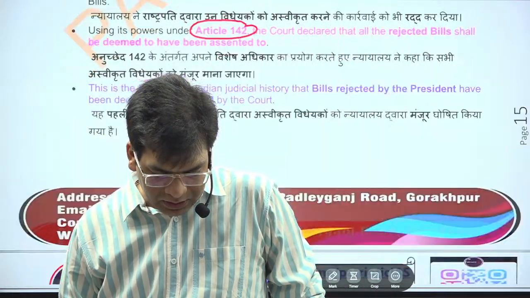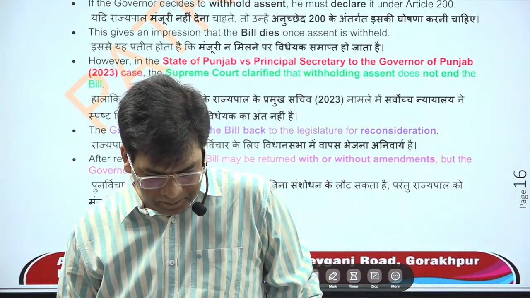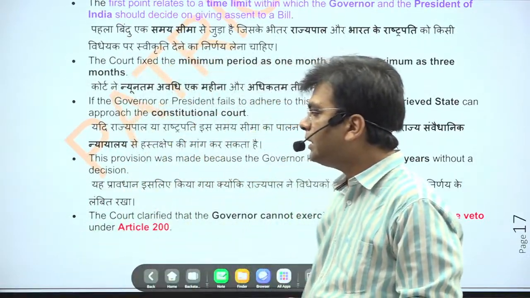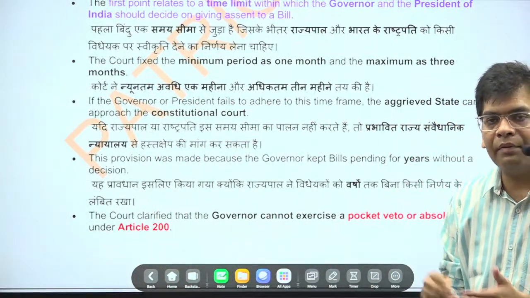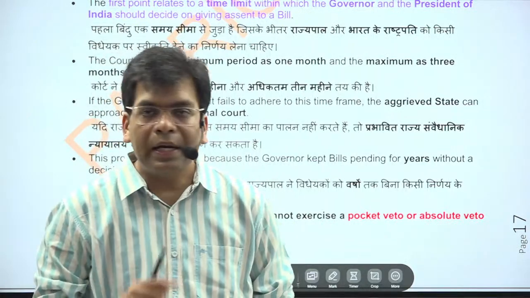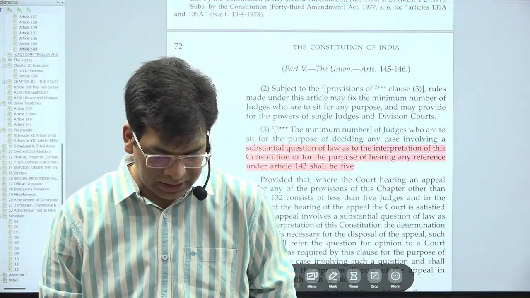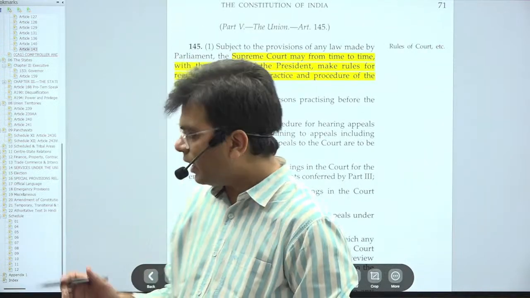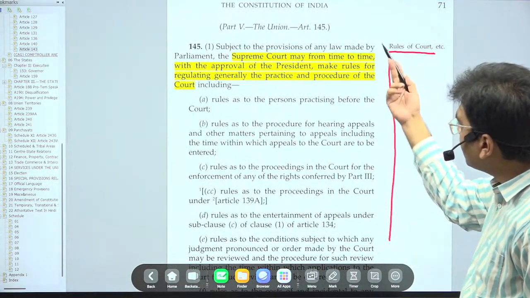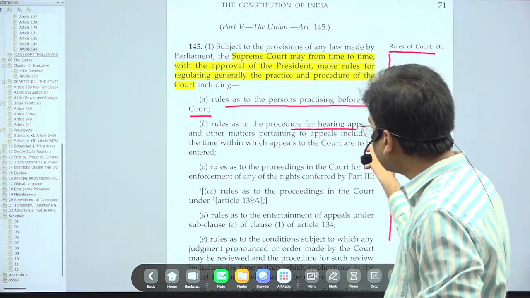One more thing that you should know is Article 145. Does anyone have an idea which power and which area Article 145 is associated with? It is associated with the Supreme Court, but what is the area? It is associated with the constitutional bench. Please open Article 145; it talks about the rules of the court. Here the legislative power of the Supreme Court is given, that they can make rules as to persons practicing before the court and rules as to procedure for hearing appeals, different types of things.